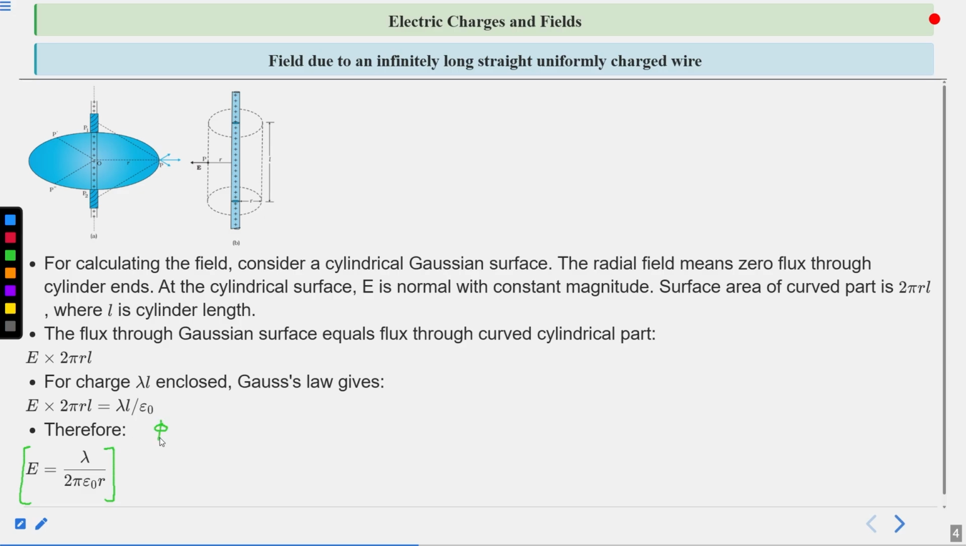Phi is equal to Q enclosed divided by epsilon naught, and lambda is equal to charge divided by length. So charge is equal to lambda L. Yes or no? Just substitute the value of charge in this relation, so you will get the value of flux. Now value of flux is E into A. So just substitute, you will get E. E becomes lambda divided by 2 pi epsilon naught R. I hope this is clear.